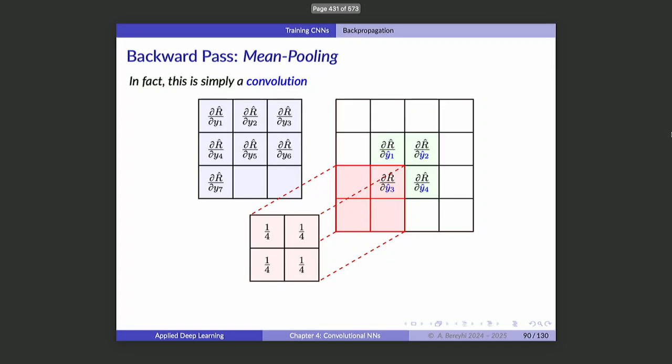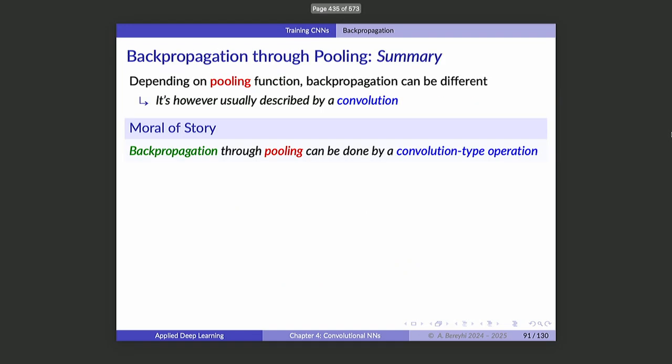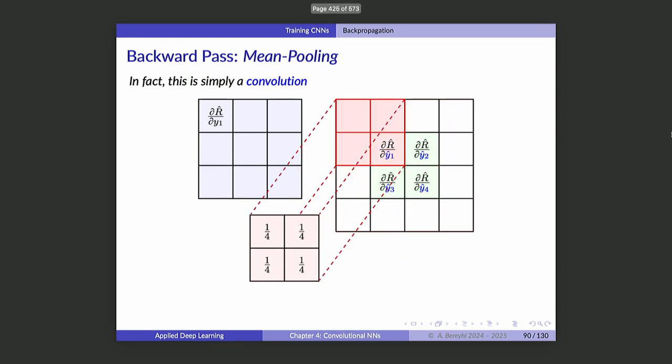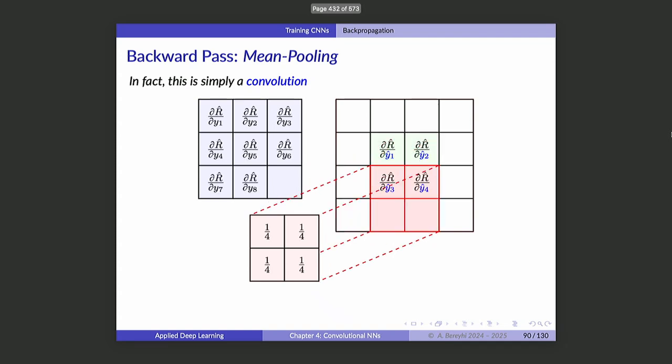So what can I conclude now? If I want to compute the gradient with respect to the input when I'm doing mean pooling, what should I do? I take the gradient with respect to the output and convolve it with the same filter. So you can simply see that I'm doing convolution with the same filter on the output gradient. But I need the input to be of size 3 by 3, so to make that happen I do zero padding, such that I get the same size as the input.